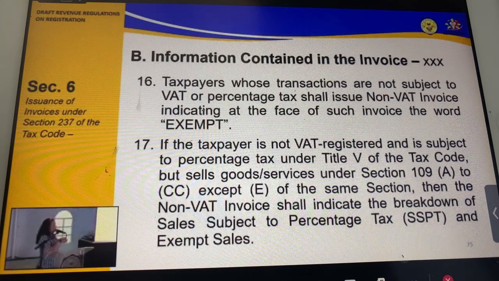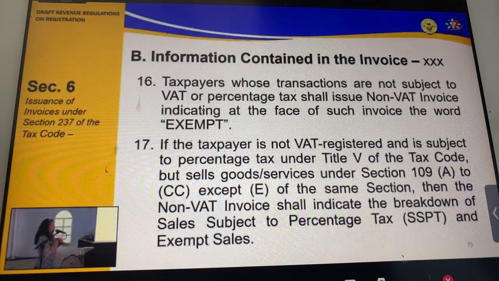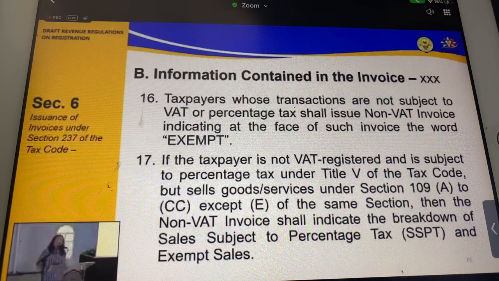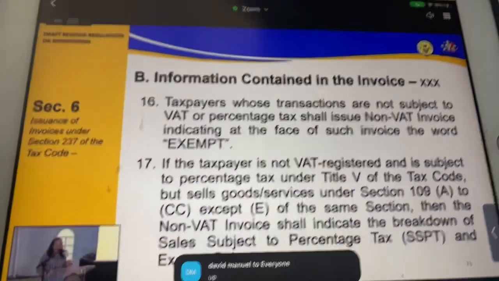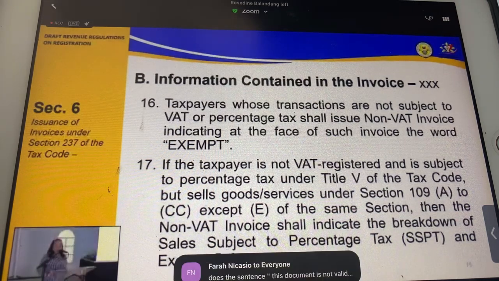If the taxpayer is not VAT registered and is subject to percentage tax, but sells goods and services that are also exempt, then the non-VAT invoice shall indicate the breakdown of the sales subject to percentage tax and exempt sales, na word. Okay? In certain cases, there are some taxpayers that pass on the percentage tax to the buyer. As such, the percentage tax that will be passed on to the buyer should likewise be indicated in the invoice. That is only if the seller opted to pass on the percentage tax. In some cases, kung wala naman po, no need to indicate the amount of tax or percentage tax that may be due on that VAT exempt sales.